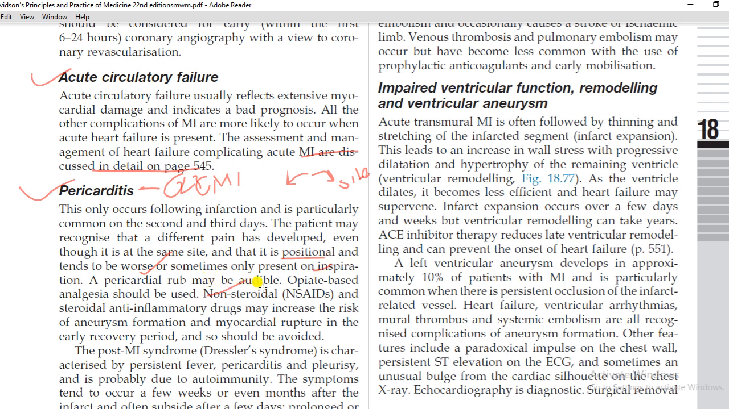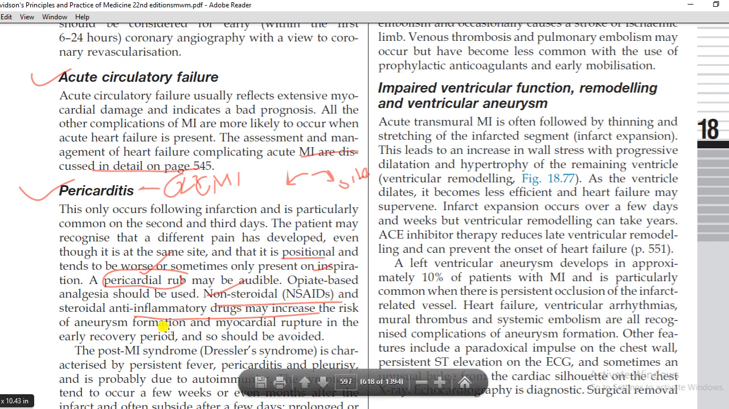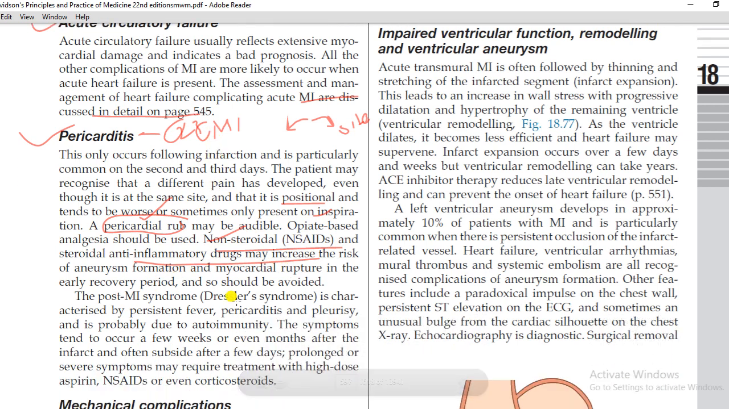A pericardial rub may be audible. This is the sound. Opiate-based analgesia should be given. So for the treatment of pericarditis, opiate-based analgesia should be given. Non-steroidal anti-inflammatory drugs and steroidal anti-inflammatory drugs may increase the risk of aneurysm formation and myocardial rupture in the early recovery period, and should be avoided.